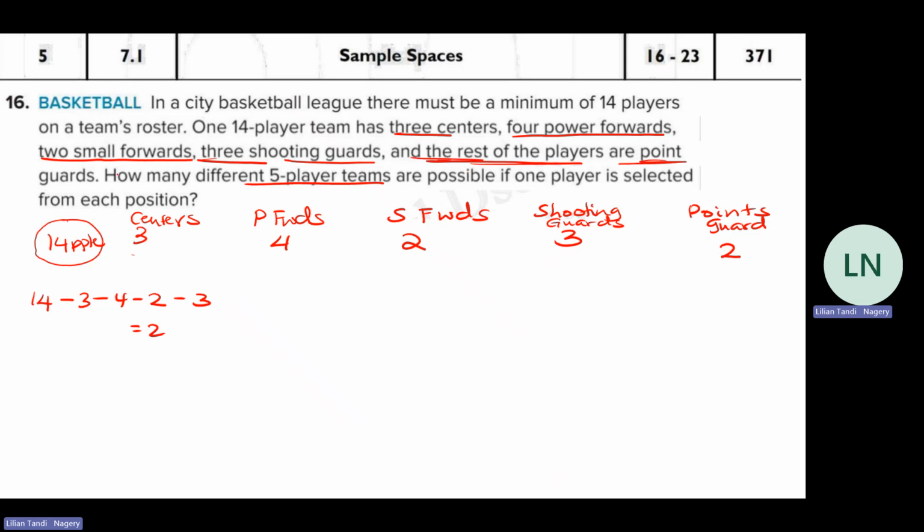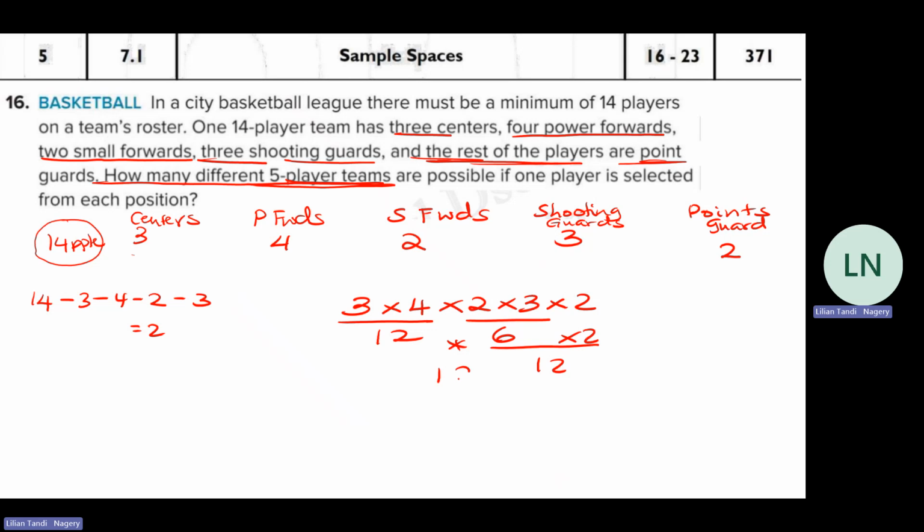Okay, so now what does the question ask you? How many different player teams can you make? So just start this using the counting principle of probability. Okay, so you were going to do 3 times 4 times 2 times 3 times 2. That gives you 12. That gives you 6 times 2. That gives you 12 times 12, which is 144. And that is your answer.